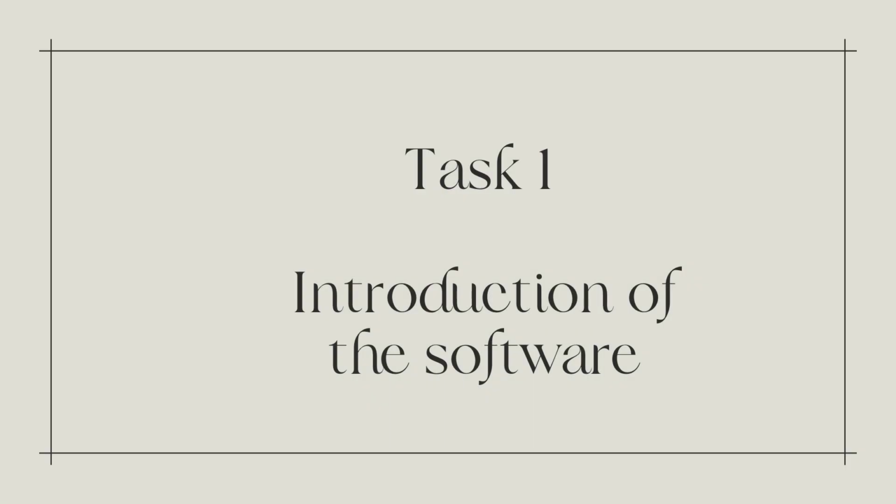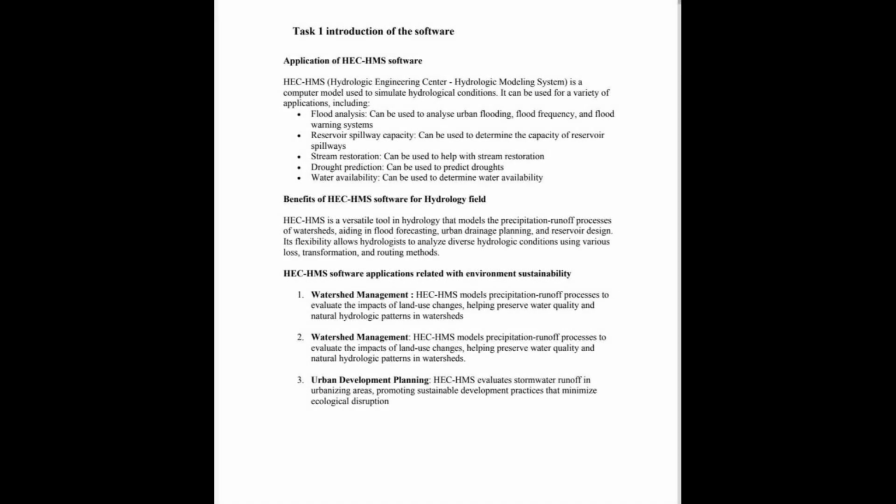50212. Now let's move on to task 1, introduction of the software. Okay, now for application of HEC HMS software, HEC HMS is the Hydrologic Engineering Center Hydrologic Modeling System. It is a computer model used to simulate hydrological conditions. It can be used for a variety of applications, including flood analysis, reservoir spillway capacity, stream restoration, drought prediction, water availability. Benefit of HEC HMS software for hydrology field.